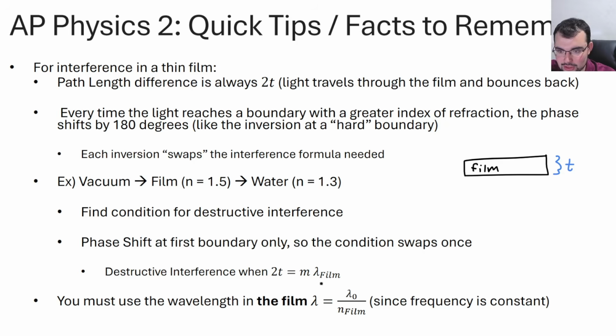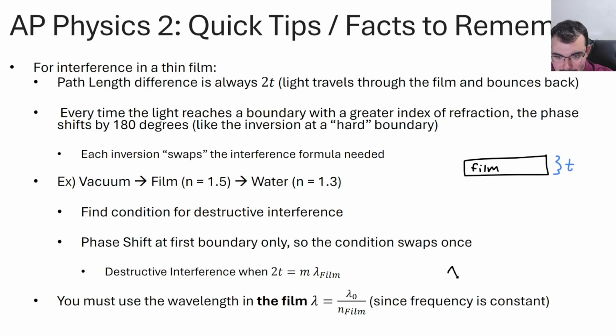So this tells me my destructive condition is actually a whole wavelength. And another subtlety that definitely comes up with thin films is it is not the wavelength in the vacuum you have to use for the path length difference, because the path length difference comes from moving in the film. So you have to do wavelength in the film. So you do actually need to know that the frequency is the thing that's the same in the film.